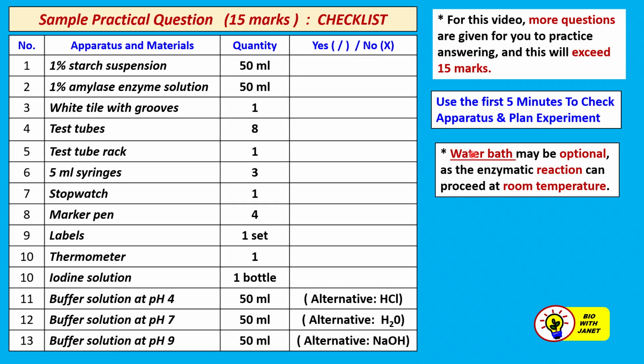Now, if a water bath is used, you will include a beaker to contain the water, then there will be a wire gauze, a tripod stand, a Bunsen burner, and also a thermometer. Okay, but the water bath may be optional as the enzymatic reaction can proceed even at room temperature.